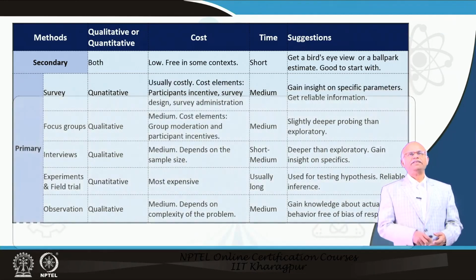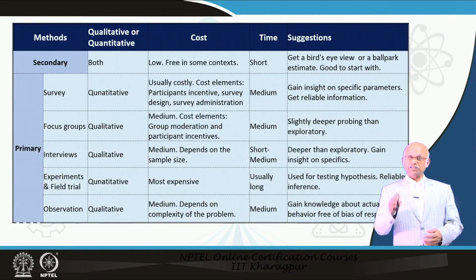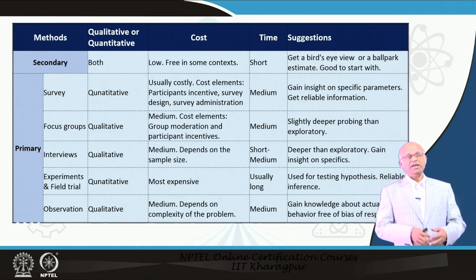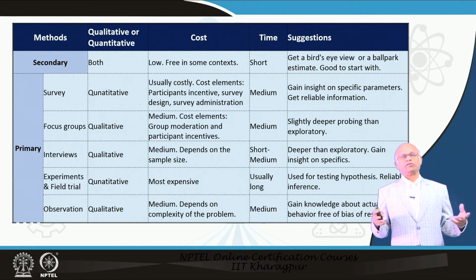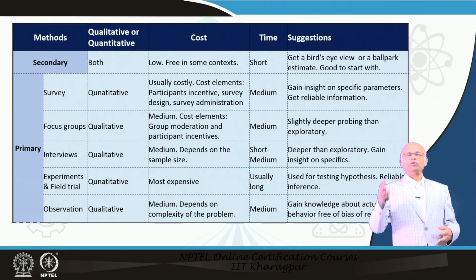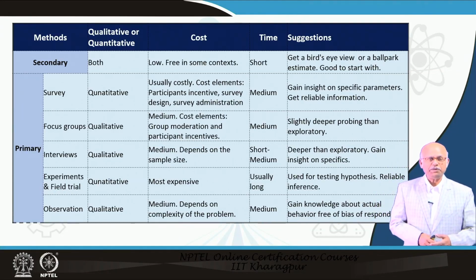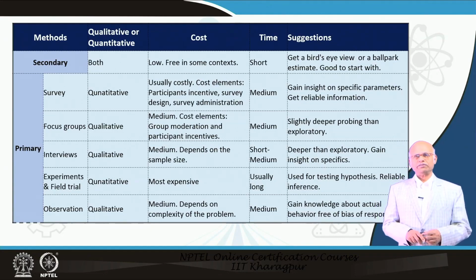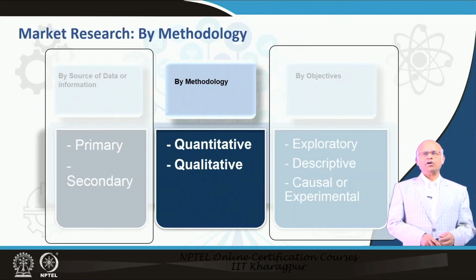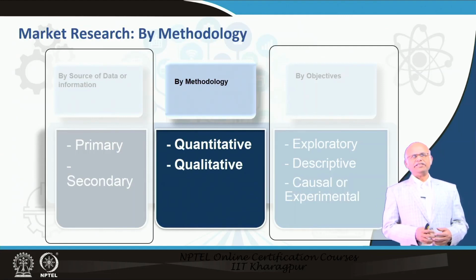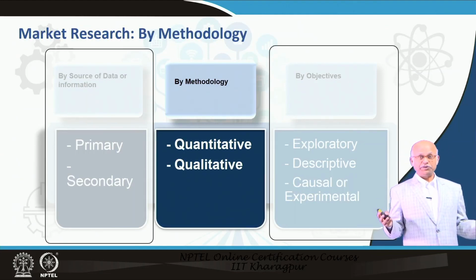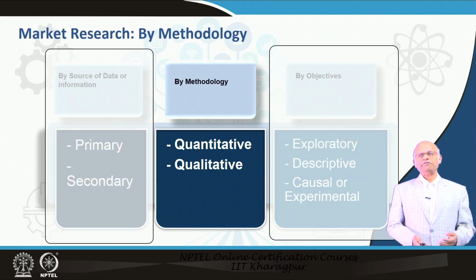Whereas, if you are collecting primary data, then the cost is going to be high, but you can have qualitative and quantitative data, and accuracy is more, but it is going to be most expensive. So, you are going to use five methods: number one, survey; focus group; interview; experiment and field trial; and observation. The rest are all provided here. Next in line is market research by methodology. So, you collect quantitative data or qualitative data. This discussion is already done, so we will be very brief on this.